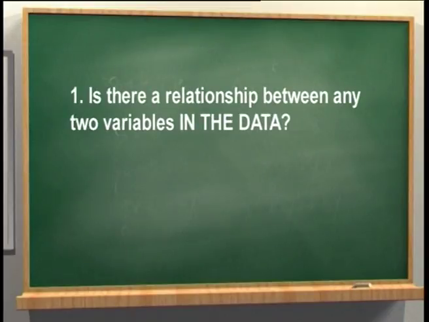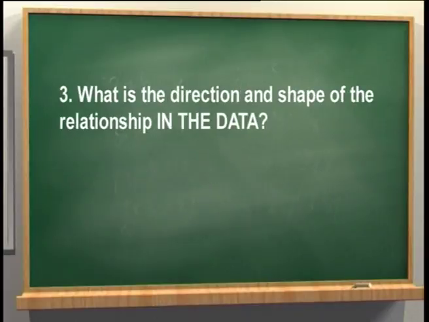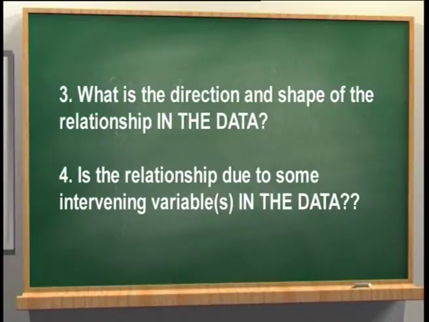Is there a relationship between any two variables in the data? How strong is the relationship in the data? What is the direction and shape of the relationship in the data? Is the relationship due to some intervening variables in the data?